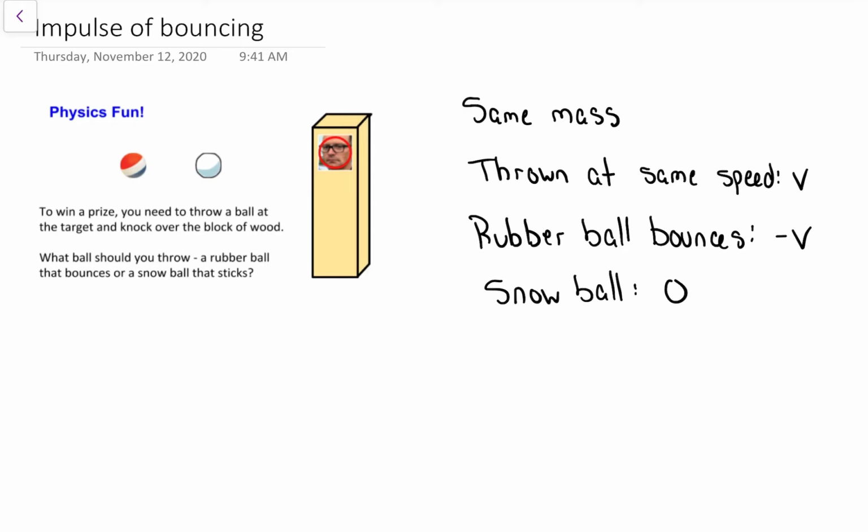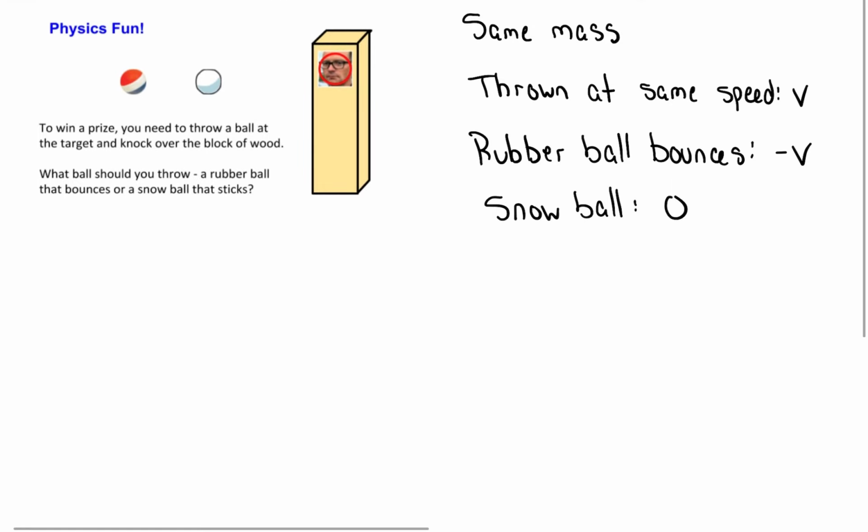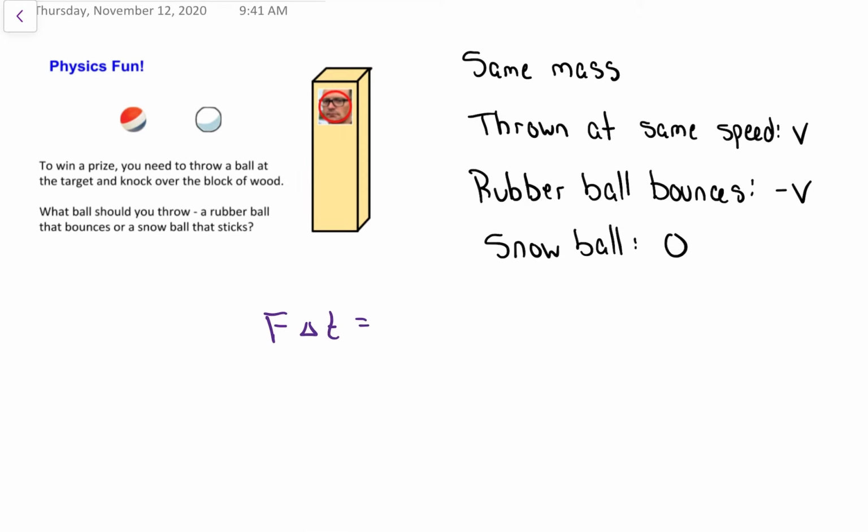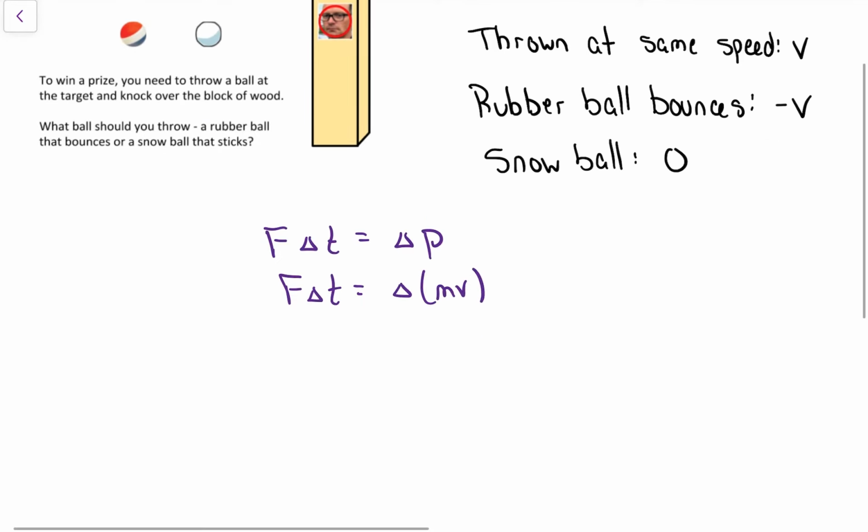It is an impulse situation, so we are going to use impulse, which is F times delta t, and that is equal to delta momentum. F times delta t is equal to delta mv, if we want to write it that way. This is a case where the m isn't changing, so F is going to be m times delta v all over delta t.